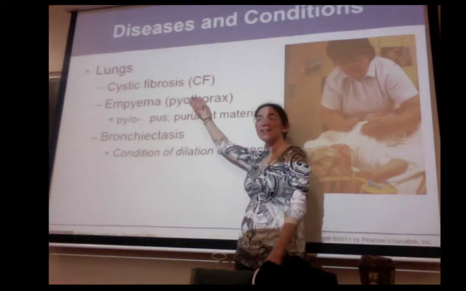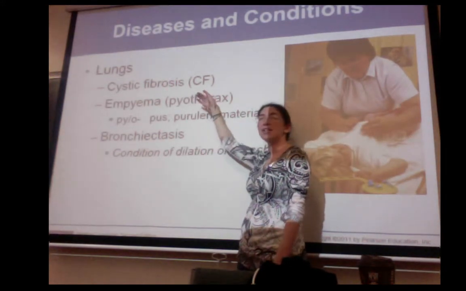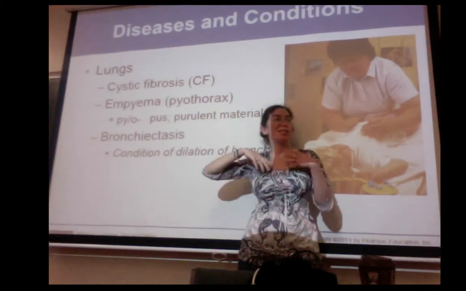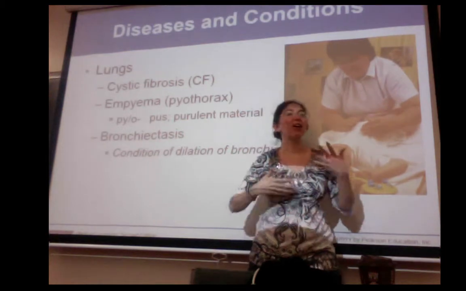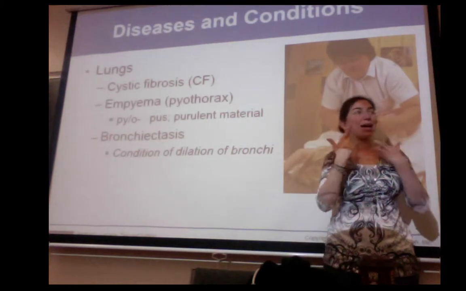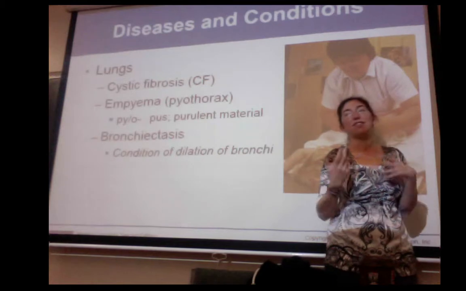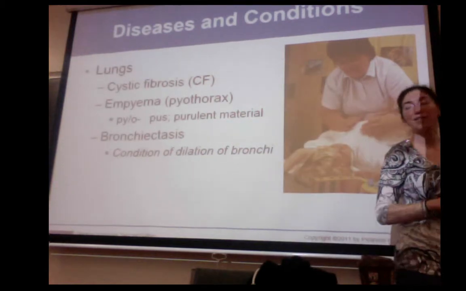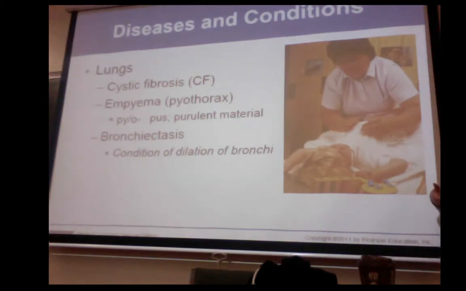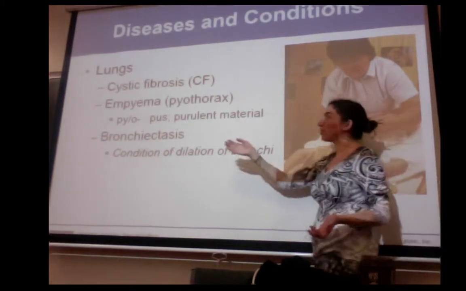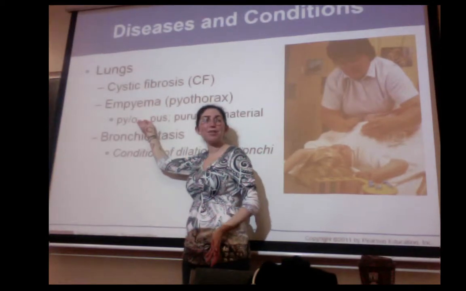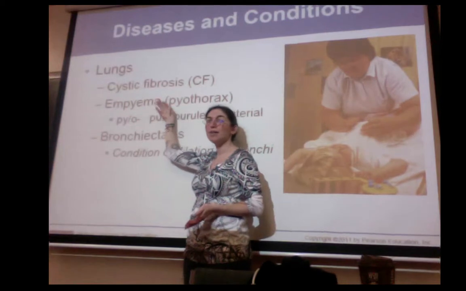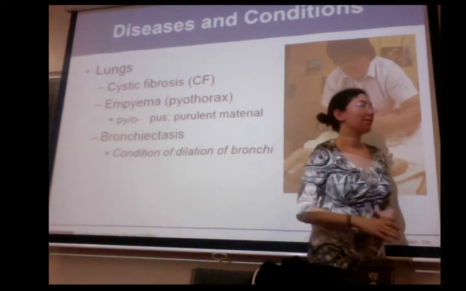Some of these infections are common in people with cystic fibrosis: empyema or pyothorax, excessive pus in the lungs. Having all that extra mucus there means that bacteria can get stuck in it and start growing. So they're more prone to getting different lung infections because all that mucus doesn't move out as much as it should. So this is a place for you to learn this new combining form, pyo, which means pus, which is in both of these words, empyema and pyothorax.